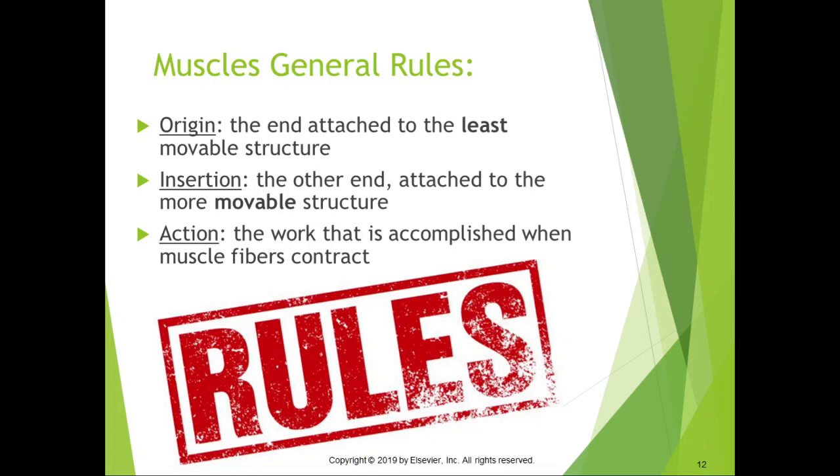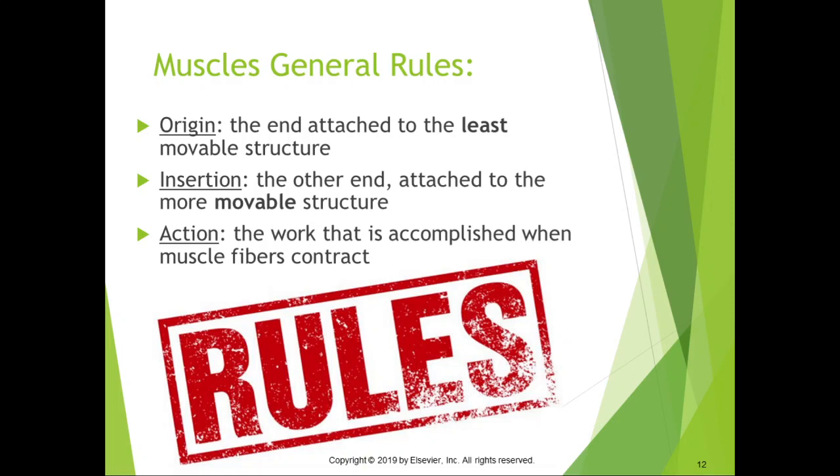So the general rules that I want you to remember when we're talking about these muscles of mastication is that all of these muscles have an origin. The origin is the end attached to the least movable structure, okay? So that's where it's starting from, right? The least movable structure, whether it be the maxilla, the mandible, the hyoid bone, whatever it's going to be. And then the insertion is where that muscle is inserting to. So that is the more movable structure, okay?